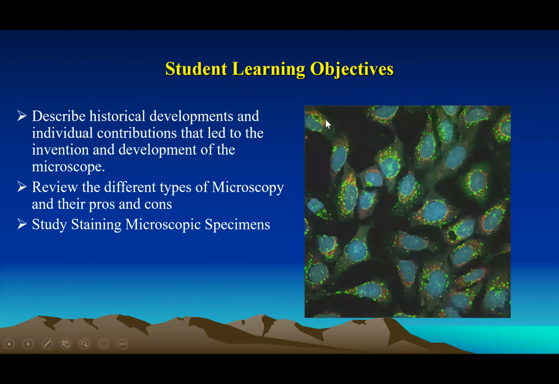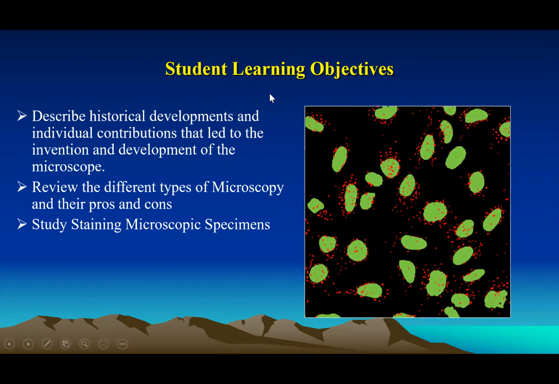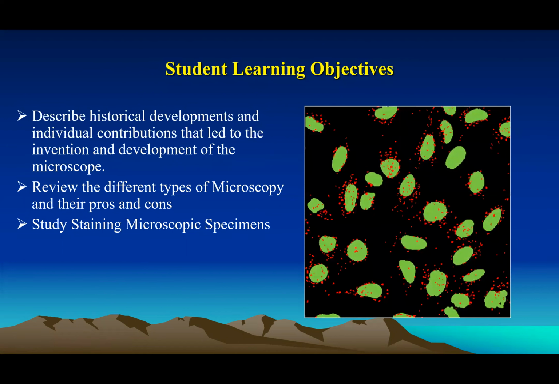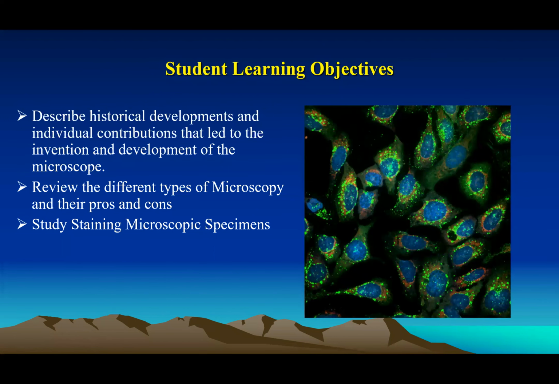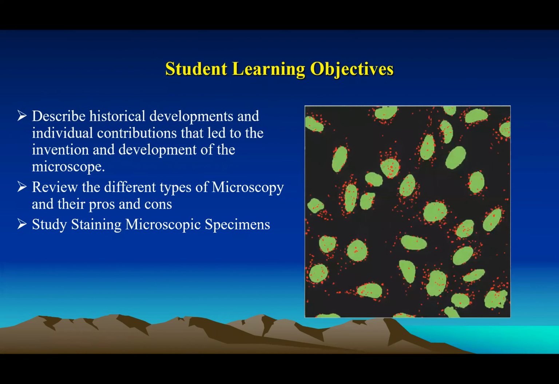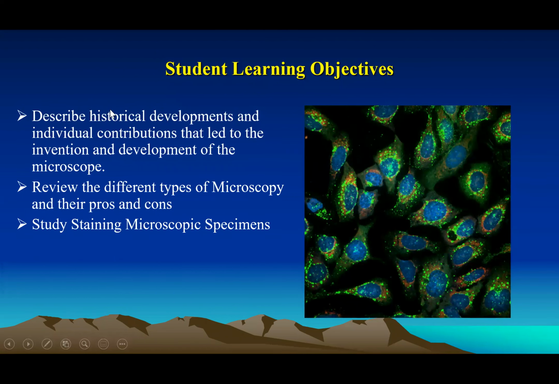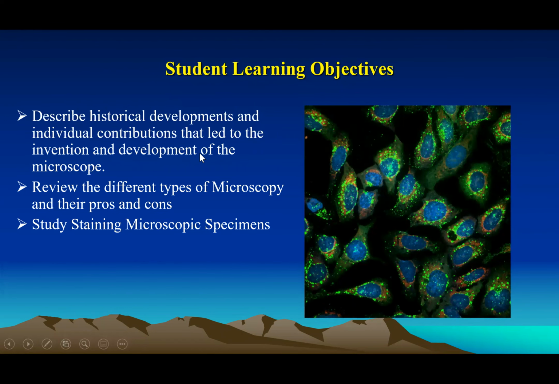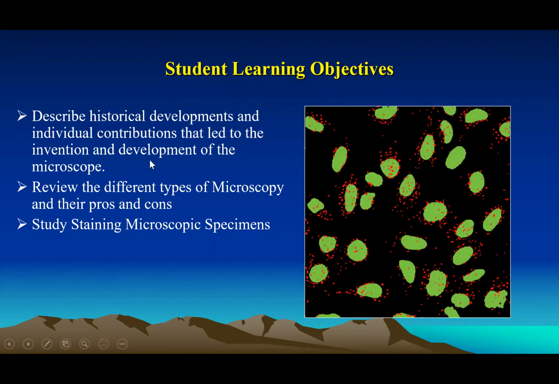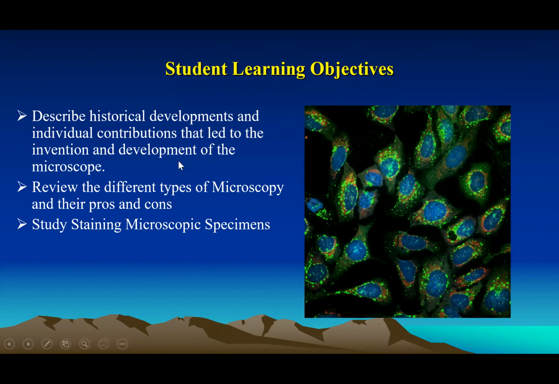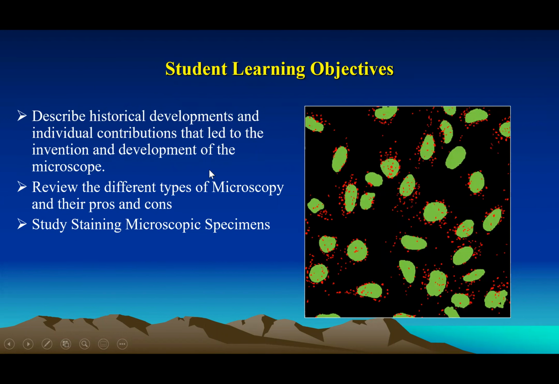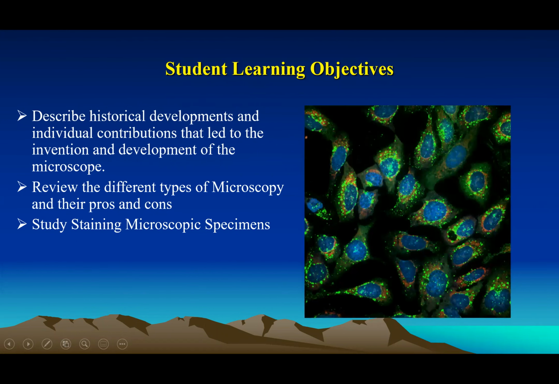So the main student learning objectives in this chapter are for us to understand the development of the microscope, the history of microscopy, and we'll lightly touch upon the important names and inventors of the microscope. We'll review the different types of microscopes and what they are used for. And we'll also study the staining technique in microscopy.